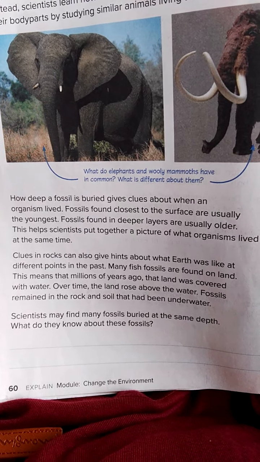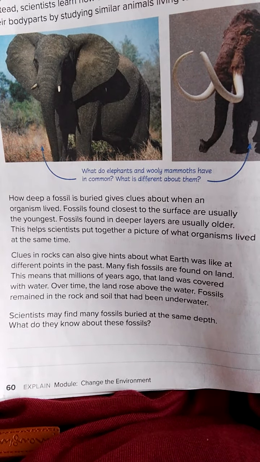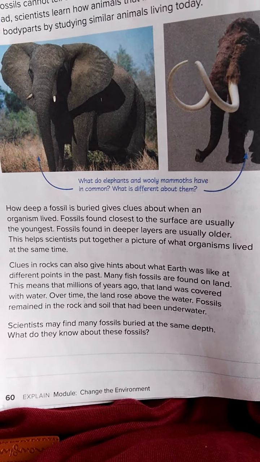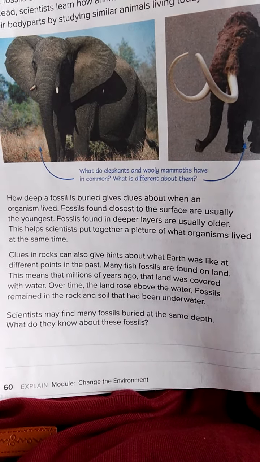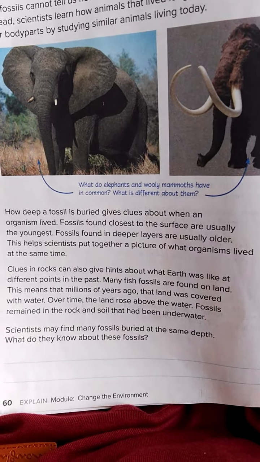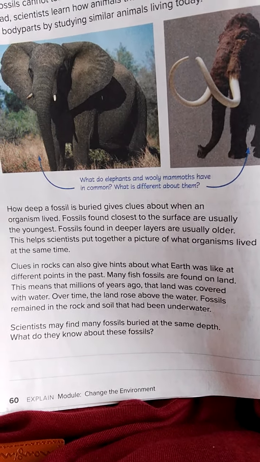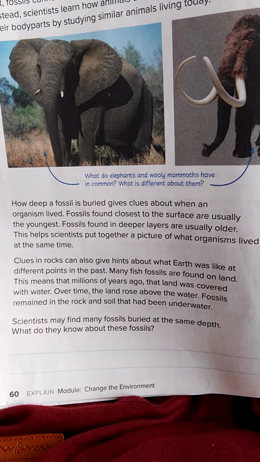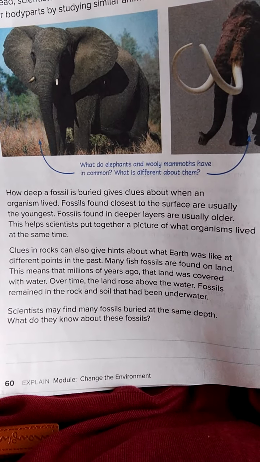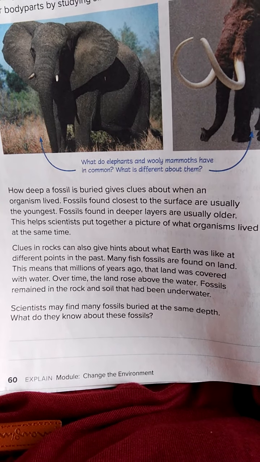Clues in rocks can also give hints about what Earth was like at different points in the past. Many fish fossils are found on land, as I told you. Can fish live on land? Of course no. This will tell us that this piece of land might have been an ocean, a river, a sea before. This means that millions of years ago, that land was covered with water. Over time, the land rose above the water. Fossils remained in the rock and soil that have been underwater.